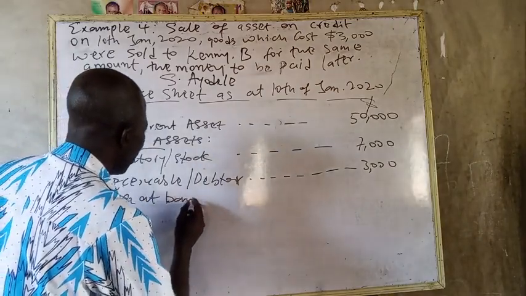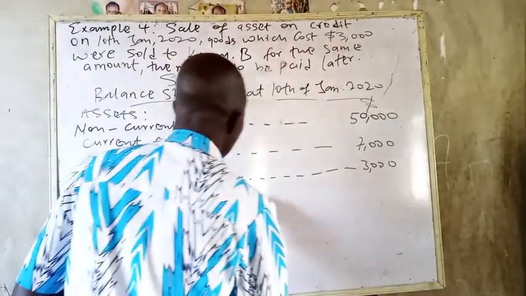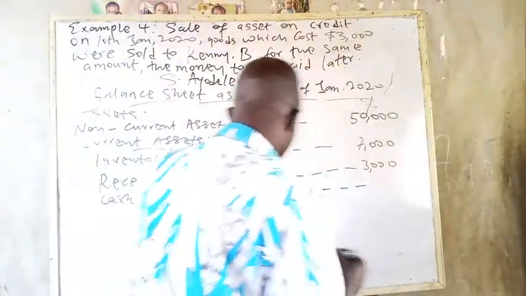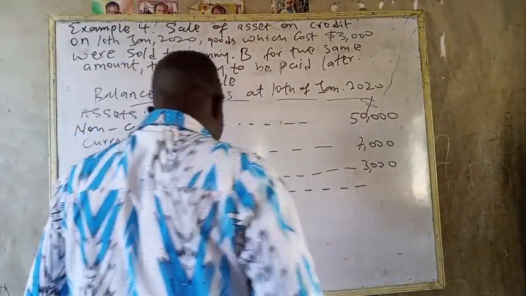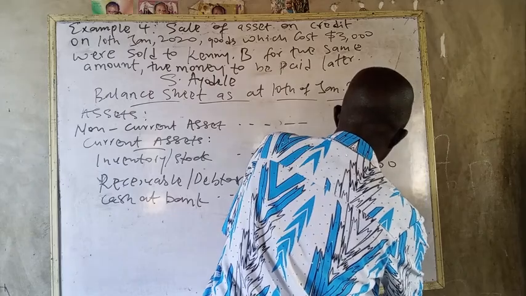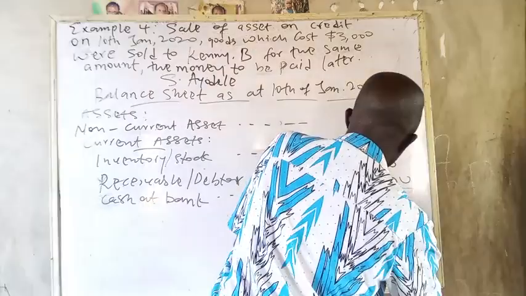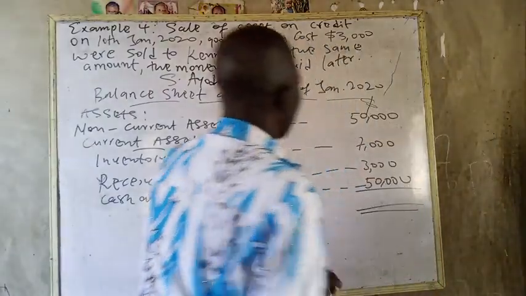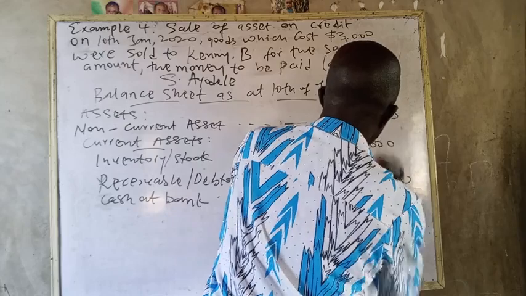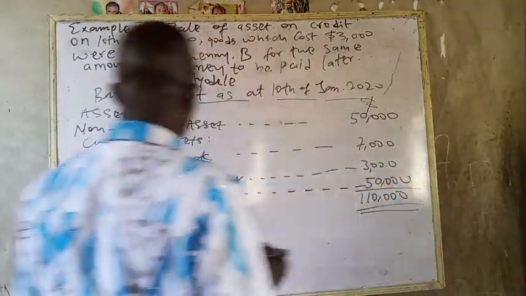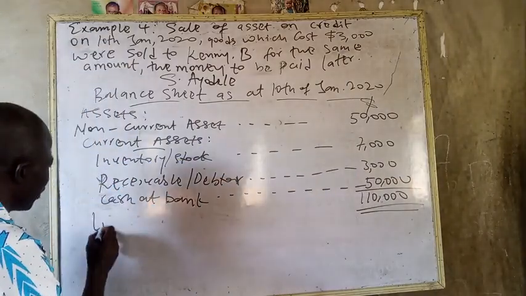The video is going to be long, but you will find it helpful. Prepare the balance sheet, and this is what? How much do you have in the bank? You have 50,000, because you have not made payment from it. Then when you sum this up, it's going to give you 110, right? 110 for the assets. Then we go to liabilities and equity.